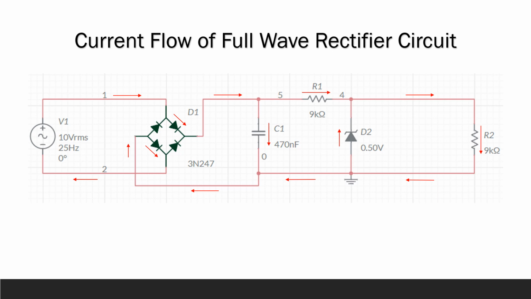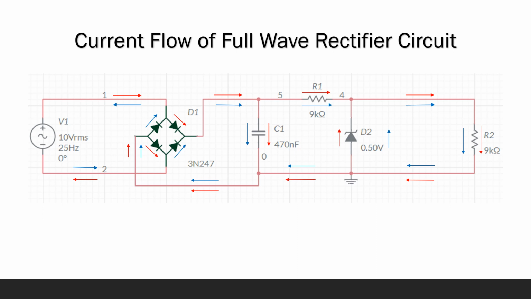For reverse bias, the current flows from the negative terminal following the blue arrow and passes through the diodes and following the routes like how the forward bias current flows, passing through the resistor R1 and capacitor C1, then passes through the resistor R2 and Zener diode D2. After that, it goes back to the diode and back to the positive terminal.